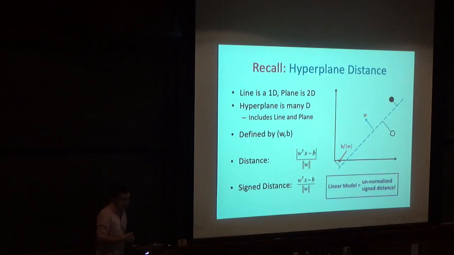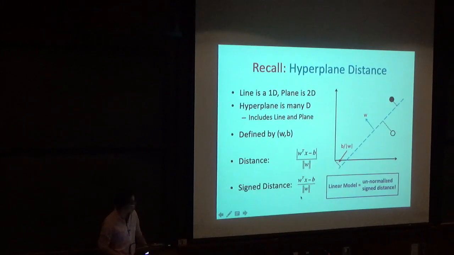The distance of a point to a plane is this formula. It's a very well-known formula. You basically take the absolute score, and then you divide by the norm of the normal vector. We often use the signed distance here in machine learning because we care if it's on the positive side or the negative side of the hyperplane, and so we often don't take the absolute value.